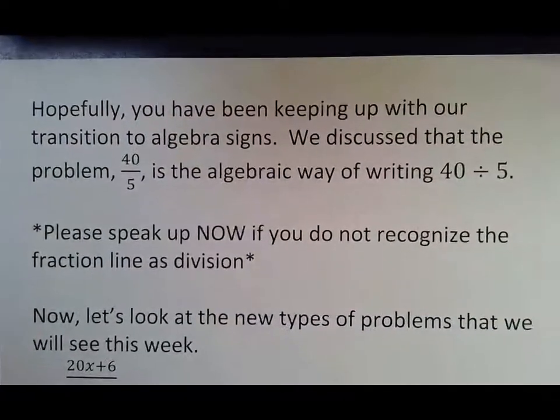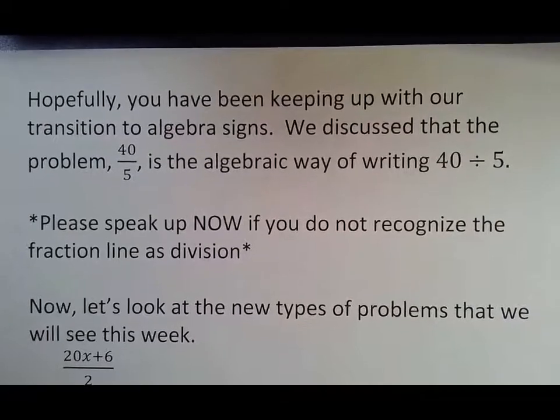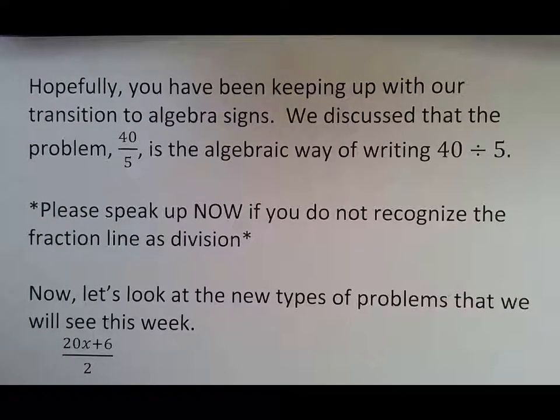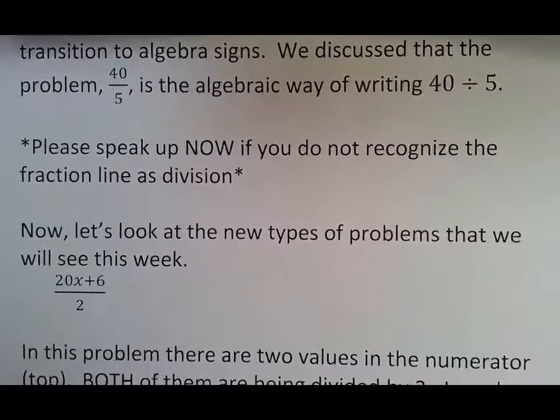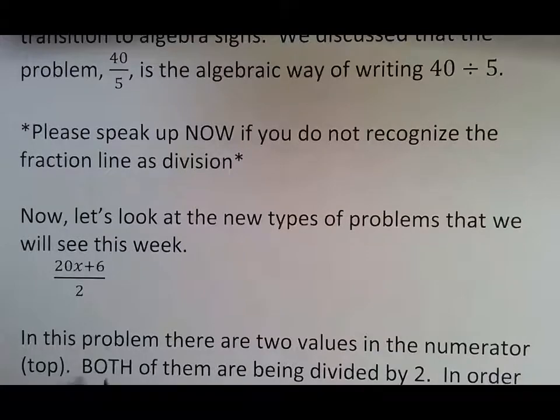Hopefully you've been keeping up with our transition into algebra signs. We discussed that the problem 40 over 5 is the algebraic way of writing 40 divided by 5. And again, if this doesn't make sense, shoot me an email, shoot your teacher an email, let them know, and make sure you get to where you need to be. So let's take a real quick look at the new types of problems that we're going to see this week, which is like this now.